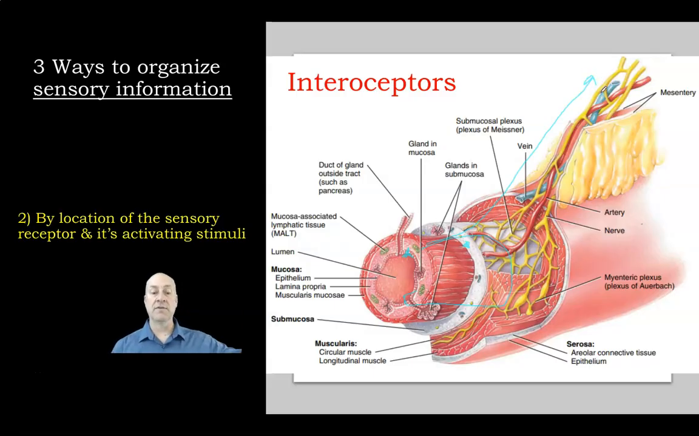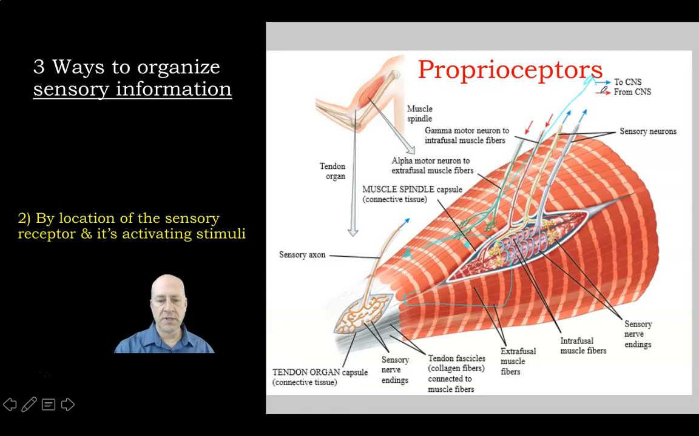And go back and watch the video on the enteric nervous system if you're unsure of these pathways and how they interact. But anyway, it's internal, it's visceral. Interoceptors are also called visceroceptors, right? Receptors of the viscera. No big deal there. Piece of cake to understand.